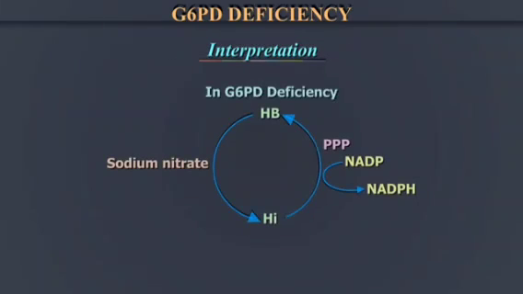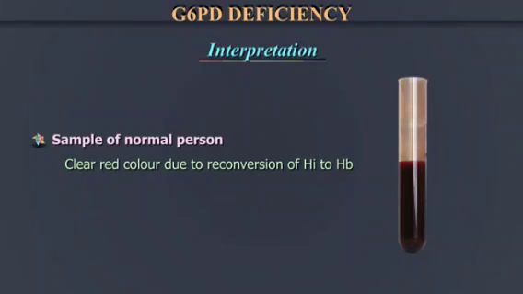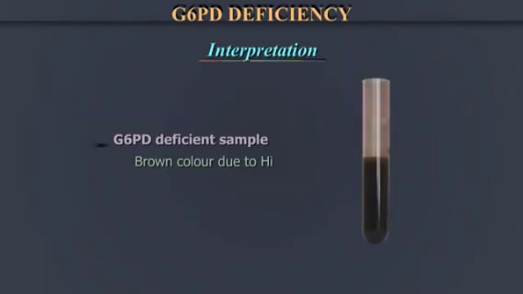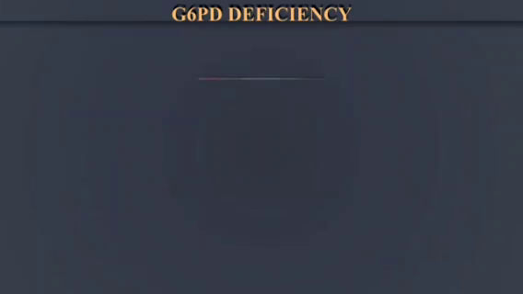Interpretation. In G6PD deficient patients, the block in the PPP pathway prevents reduction of methemoglobin back to hemoglobin. The sample of a normal person gives a clear red color, while the G6PD deficient sample has a brown color due to the persistence of methemoglobin.